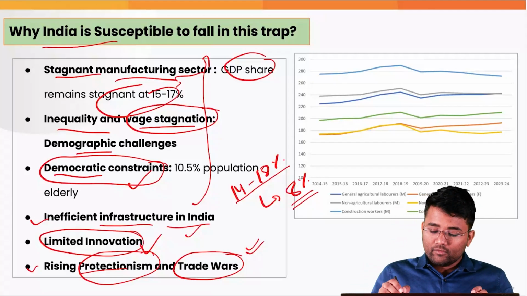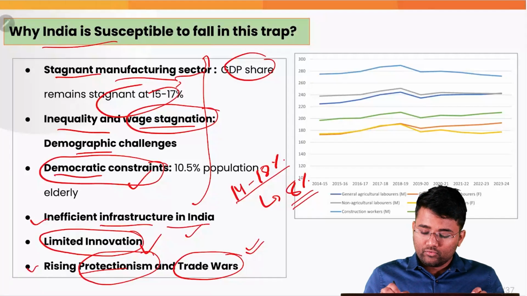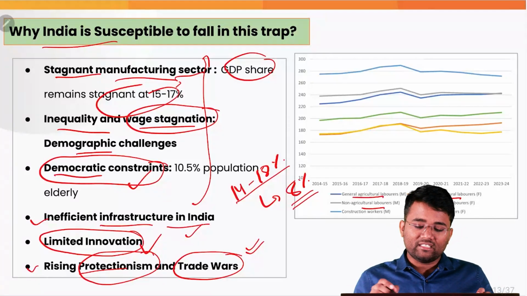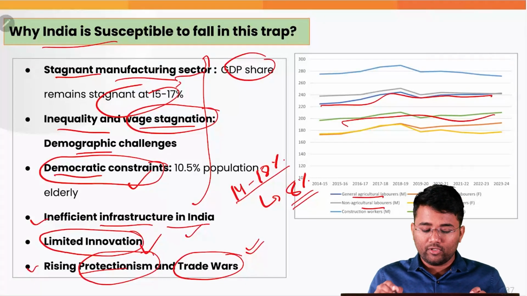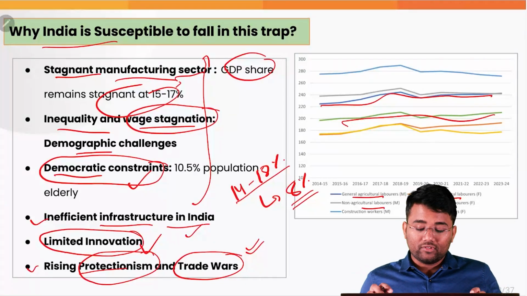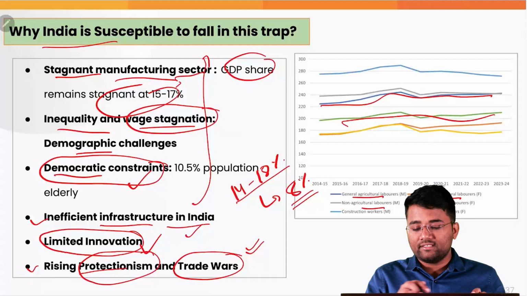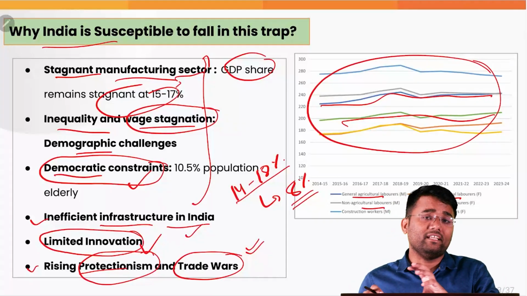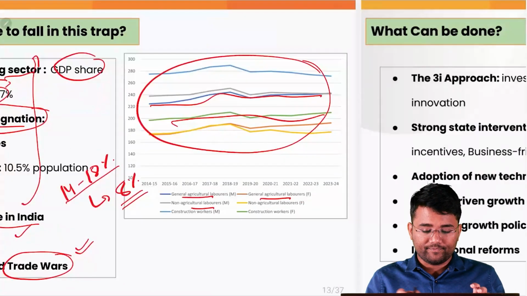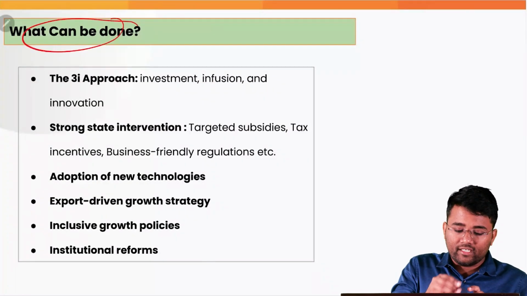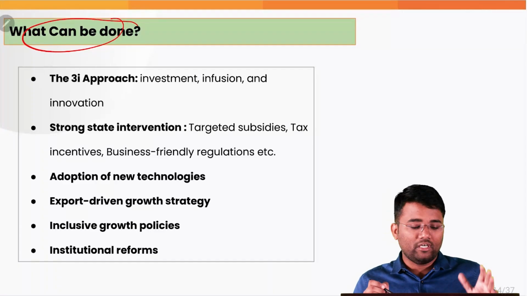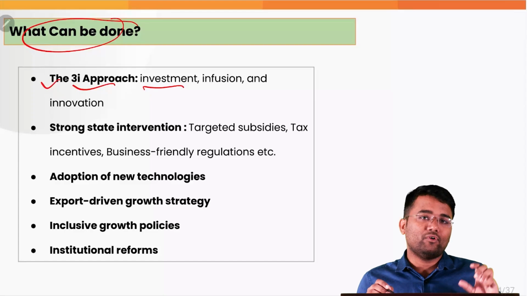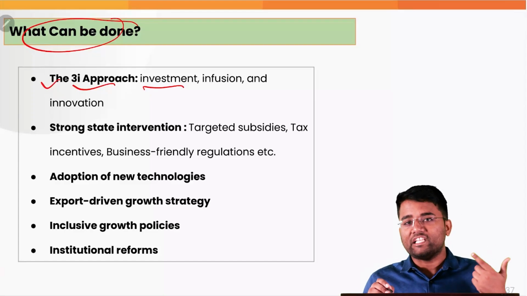And you can see from this graph also, with regard to the general agricultural laborers and the non-agricultural laborers, what has been the wage increase? That has been almost stagnant. So that is also one reason that we have discussed. We can understand from this graph also that it has been more or less stagnant in the past few decades. So what can be done? As suggested by the report of the World Bank, there is a need for a 3I approach, that is investment in the economy, for the infrastructure development, for improving the efficiency.